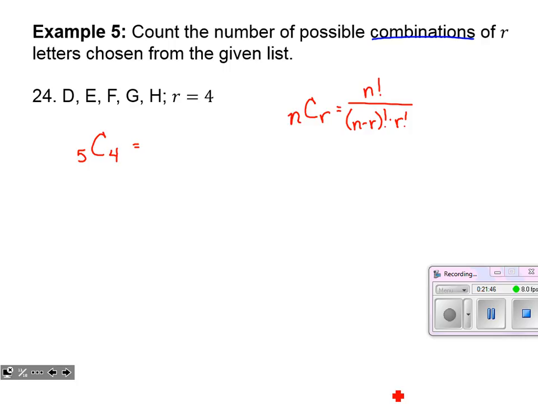That's how we account for the order not mattering. All right, so 5C4, that would be 5 factorial over (5 minus 4) factorial times 4 factorial. Again, just familiarizing ourselves with the formula here and getting extra practice simplifying factorials.